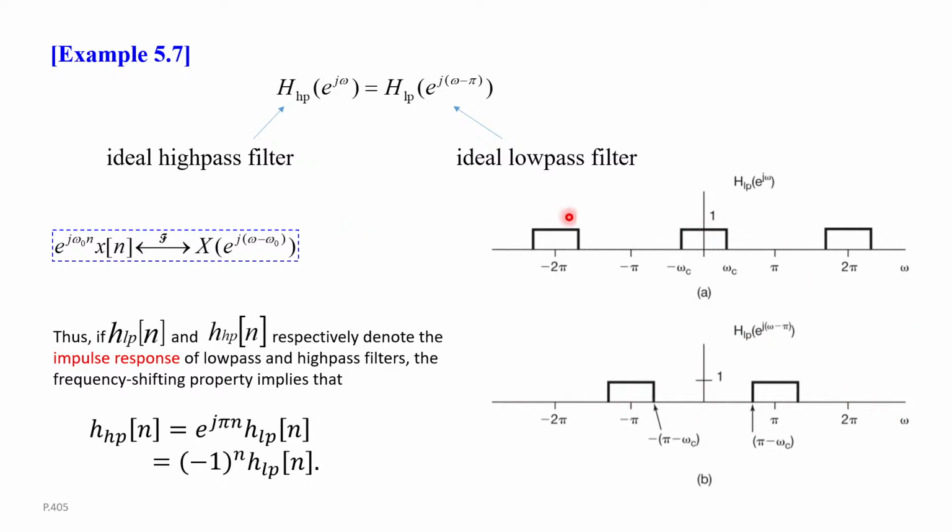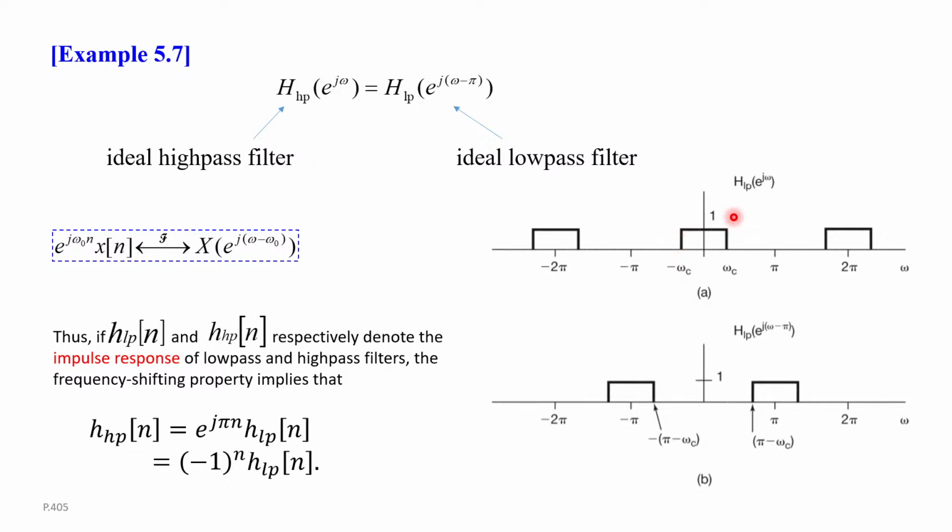You either shift this thing to the left by pi or to the right by pi, it will become this thing. Okay, this is only true for discrete time signals, because everything has this 2 pi periodicity, and high frequency is around those pi, and low frequency is around 0 or 2 pi.